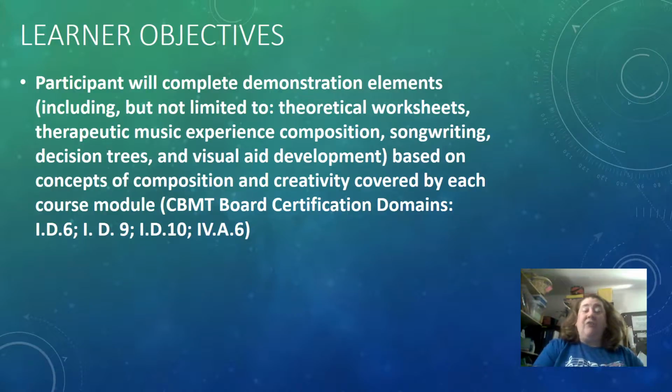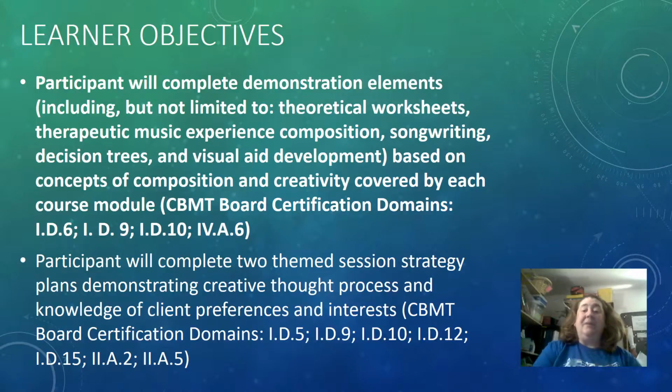Today, in addition to the overarching learner objective that we have for this course with demonstration elements, you are also going to be completing 2 themed session strategy plans, which will demonstrate your creative thought process and your knowledge of your client's preferences and interests. And this learner objective covers the CBMT board certification domains of 1D5, 1D9, 1D10, 1D12, 1D15, 2A12, and 2A5. And so by the end of this particular course module, you will have completed 2 themed session strategy plans and started to think about how you might be able to use these things with your clients in the future.